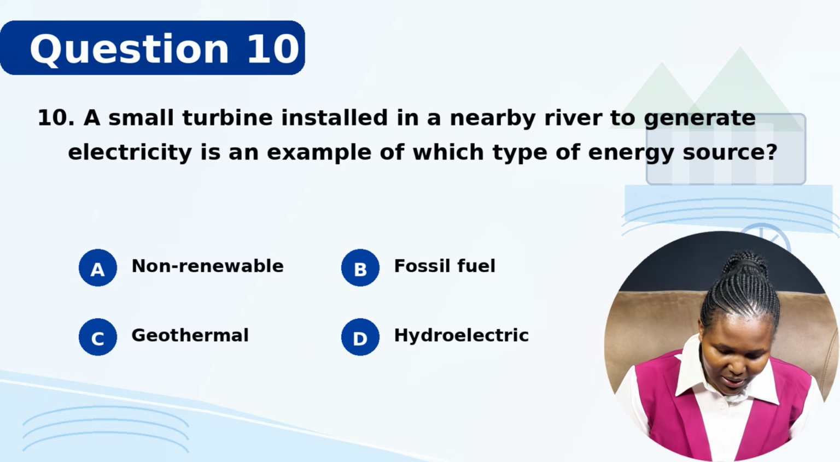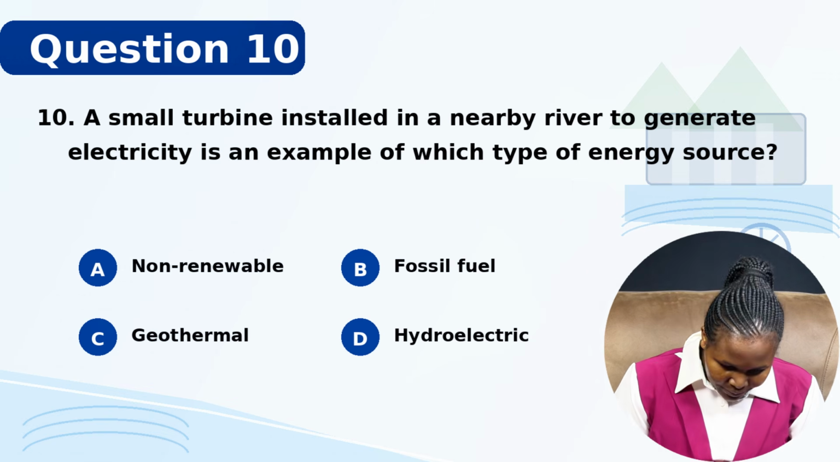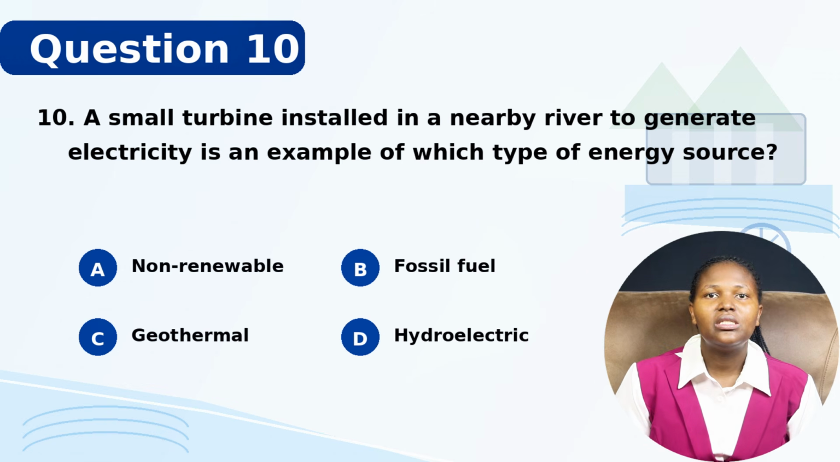A small turbine installed in a nearby river to generate electricity is an example of which type of energy source? So, we have a small turbine installed in a river to generate electricity. Now, that is called a hydroelectric.